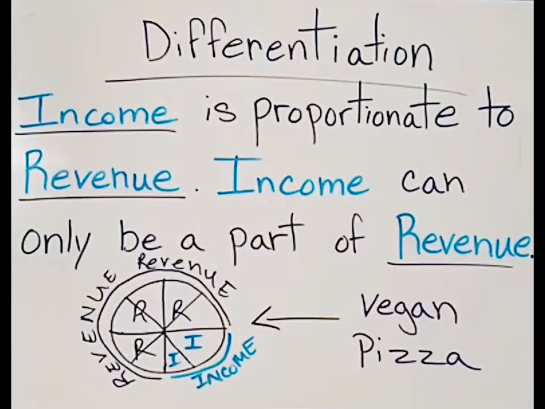What differentiates income and revenue? What differentiates income and revenue is that income is proportionate to revenue, meaning income is only a portion of revenue. Looking at my vegan pizza, you'll notice that revenue is the entire pie, whereas income is only a few slices. Yeah, so that's the best example that I have for that.